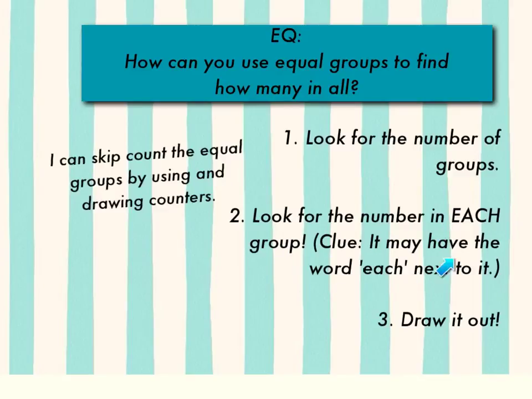Clue, it may have the word each next to it. Each car had 4 wheels. There were 3 tulips in each vase. You need to also draw it out. If you don't draw it out, you're less likely to figure it out. You might skip something, you might not make sure that you have everything, so always draw it out. And that's also how you show your work. So, now you know how you can skip count equal groups and find out how many you have in all.